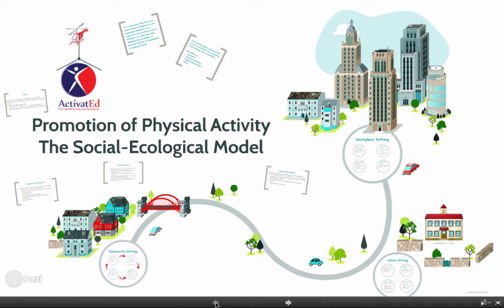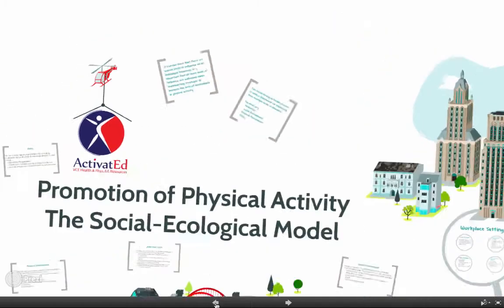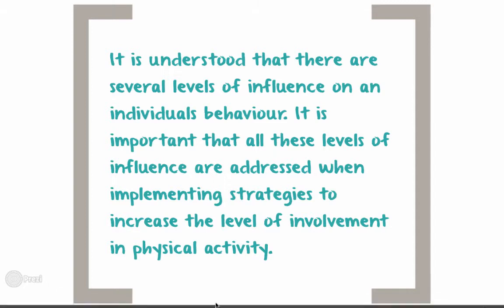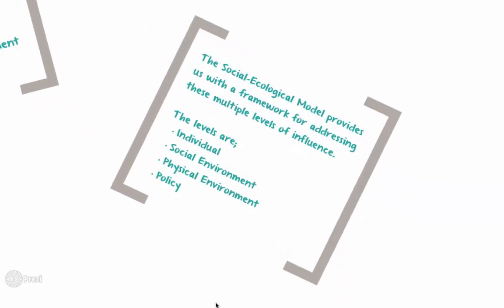Today we're talking about promotion of physical activity, and in particular we're talking about the social ecological model. So it's understood that there are several levels of influence on any individual's behaviour, and it's really important that those levels of influence are addressed when we're implementing strategies for increasing involvement in physical activity. The social ecological model gives us a really nice framework for addressing those multiple levels of influence, and they outline those levels of influence as being individual, the social environment or the interpersonal environment, the physical environment, and the policies.